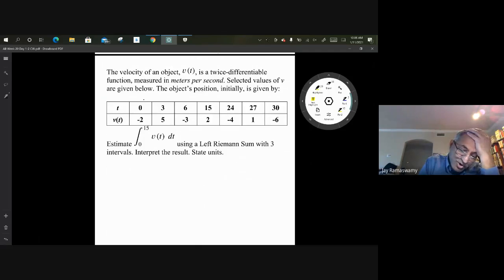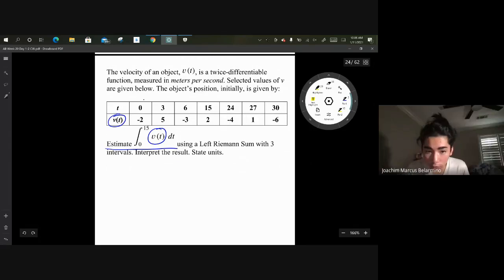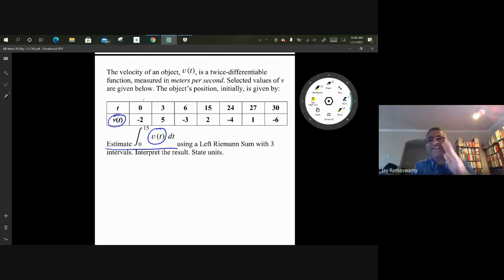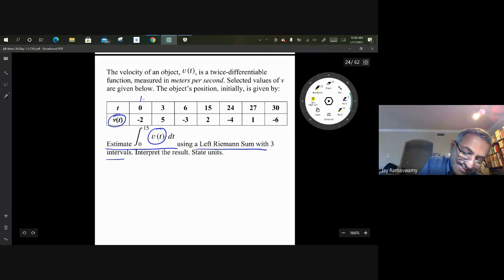Okay, in your notebook, write that down so you understand what the question is asking. It says estimate the integral from 0 to 15 of v of t dt. Is there a mismatch? No, there is no mismatch. Are we just finding the area under the curve then? Yes. Isn't that the lesson we just did? Estimating area under the curve. And they're telling you to use a left Riemann sum with 3 intervals from 0 to 15.